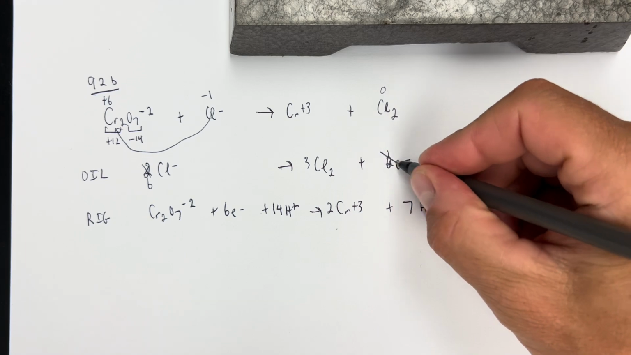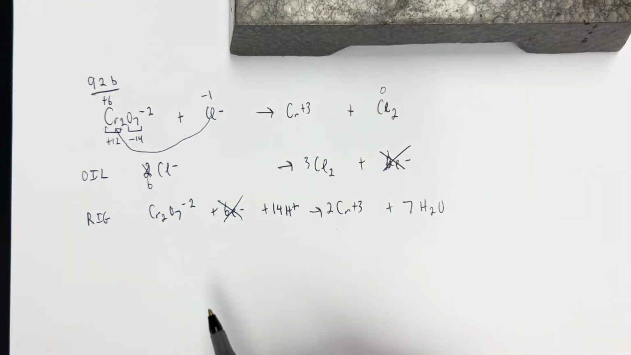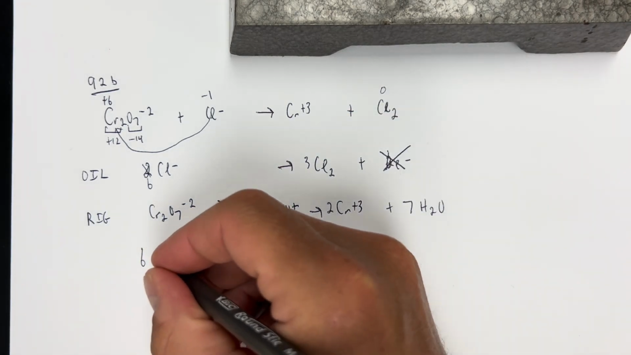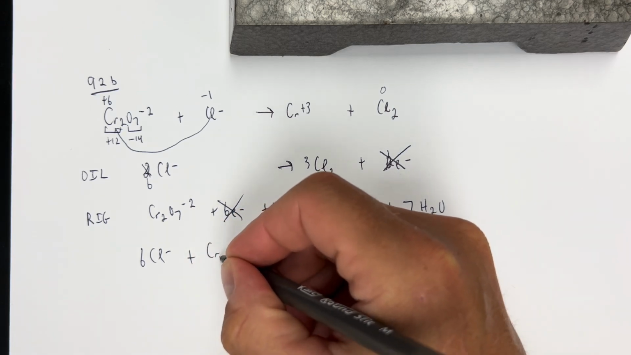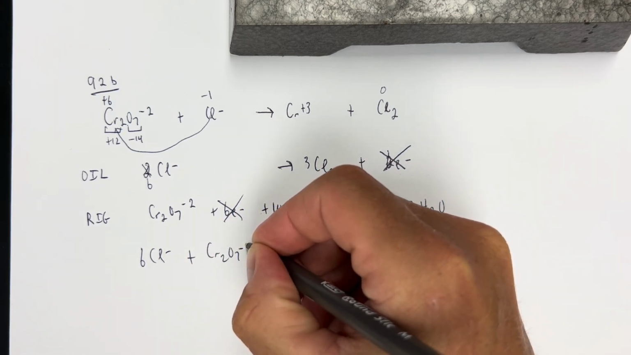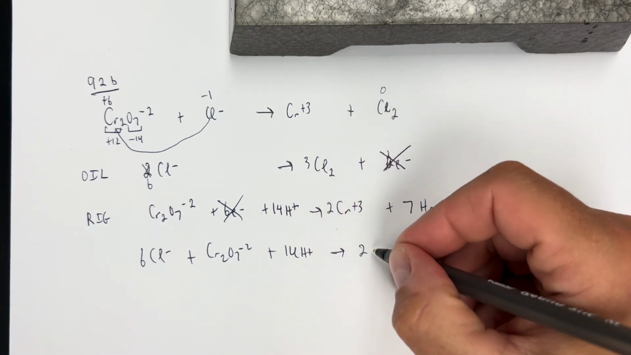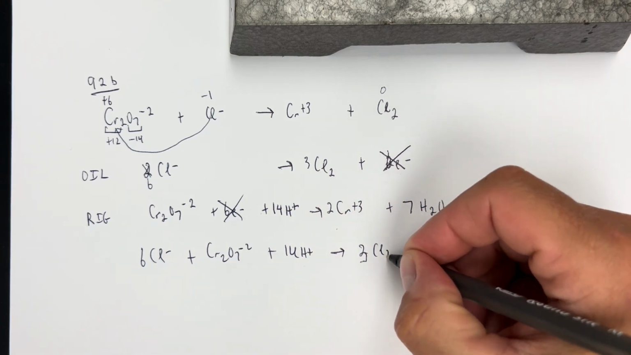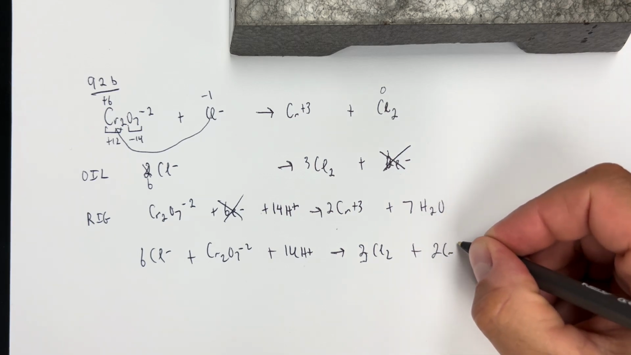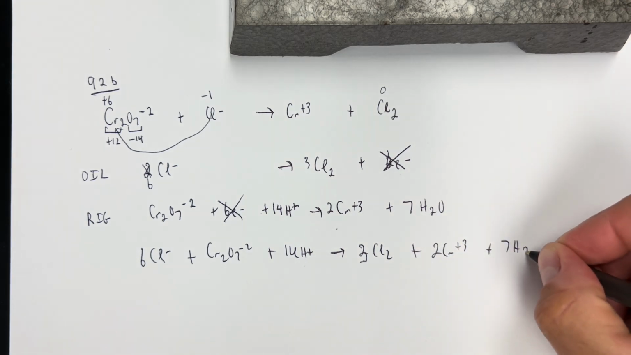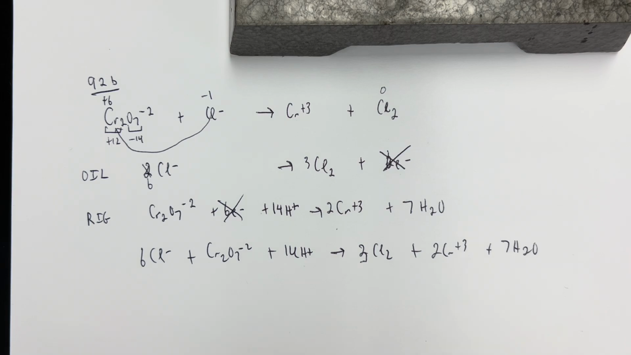Combine things together. The only thing that will cancel in this case will be electrons. So your reactants would be 6 Cl negative plus Cr2O7 -2 plus 14 H plus forms 3 Cl2 plus 2 Cr +3 plus 7 H2O. There's your overall reaction.